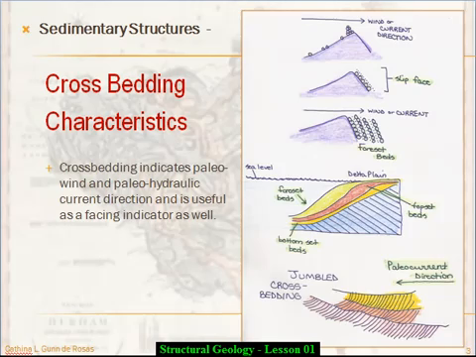layers at an angle. So you can see by the illustration here why they indicate the direction of the current or the wind at the time. So over time, multiple avalanching episodes are going to give you all these thin layers, and those are called cross-bedded laminae.